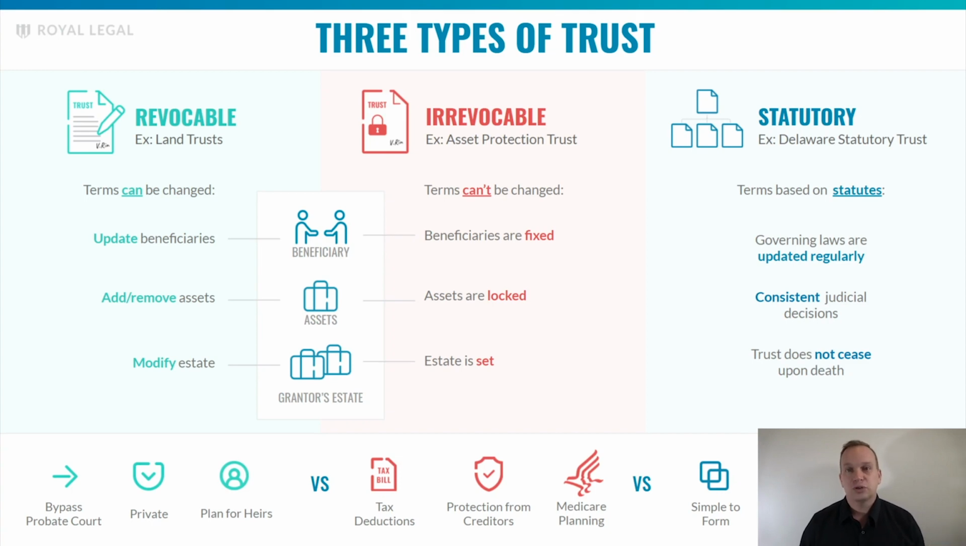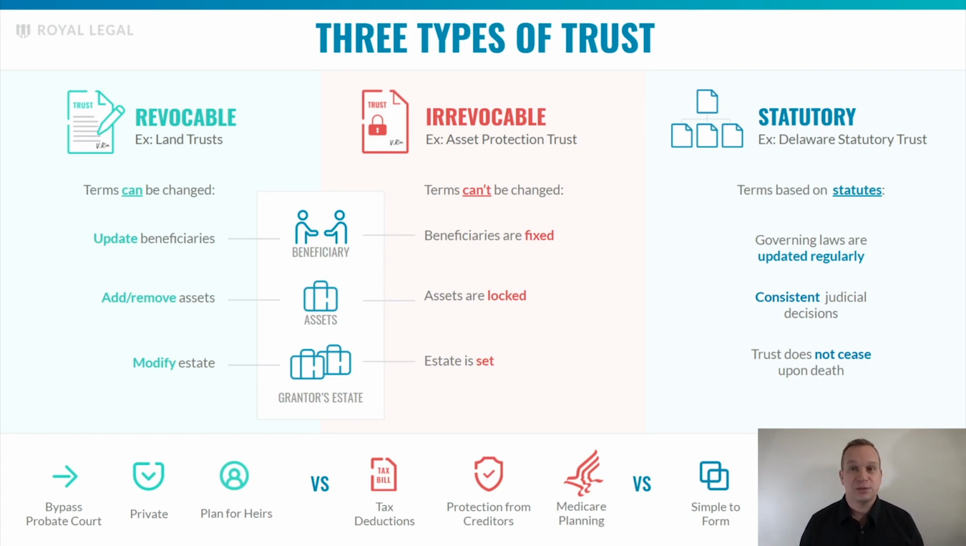Now, the types of trusts that we work with at Royal Legal Solutions span the entire gamut. We look at revocable trusts for things like land trusts, where we want to create anonymity. We can change the beneficiaries of these trusts. They're very flexible at any given time. These revocable trusts can also be used as living trusts, to bypass probate court.